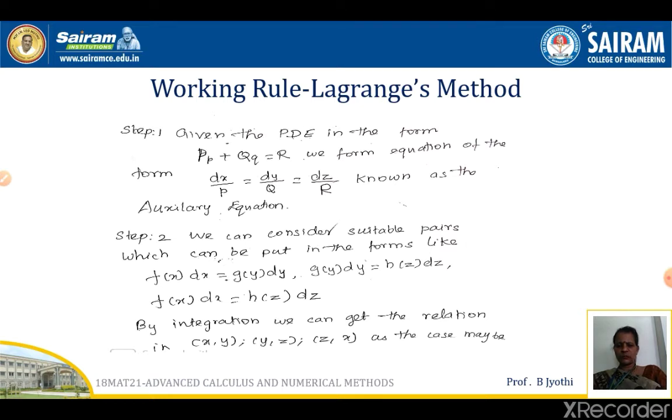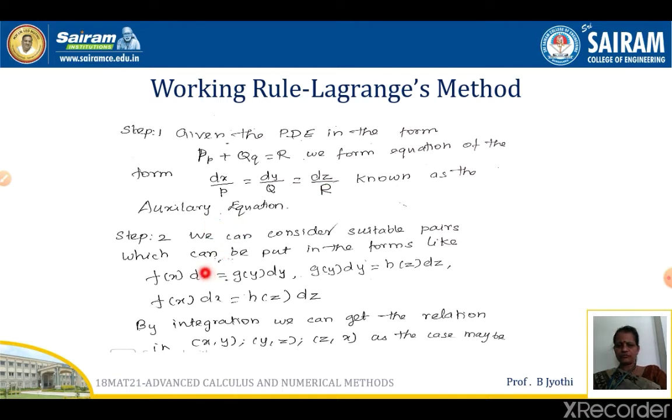equals dz by R, where small p refers to dou z by dou x, and capital P will be a function of x, y, z. Q also will be a function of x, y, z, and the small q refers to dou z by dou y, and capital R is also a function of x, y, and z. So when we write it in this form, it is known as the auxiliary equation.